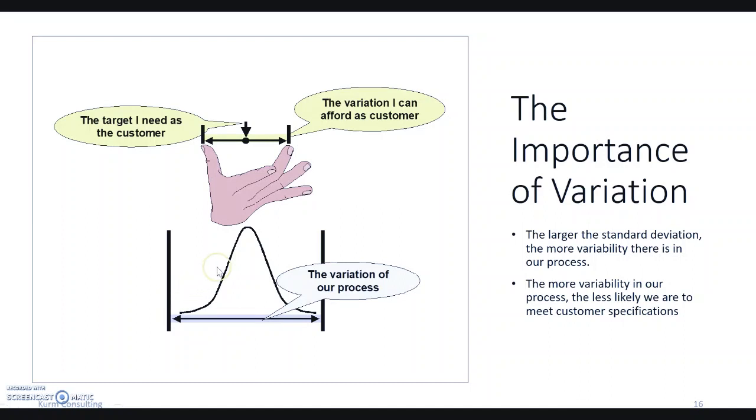So you can see that most of the time this customer's needs are being met, but anything that falls outside of the spec limit on the lower and the upper end is not meeting the customer specification, right? And so those are instances where you're not meeting what they want.